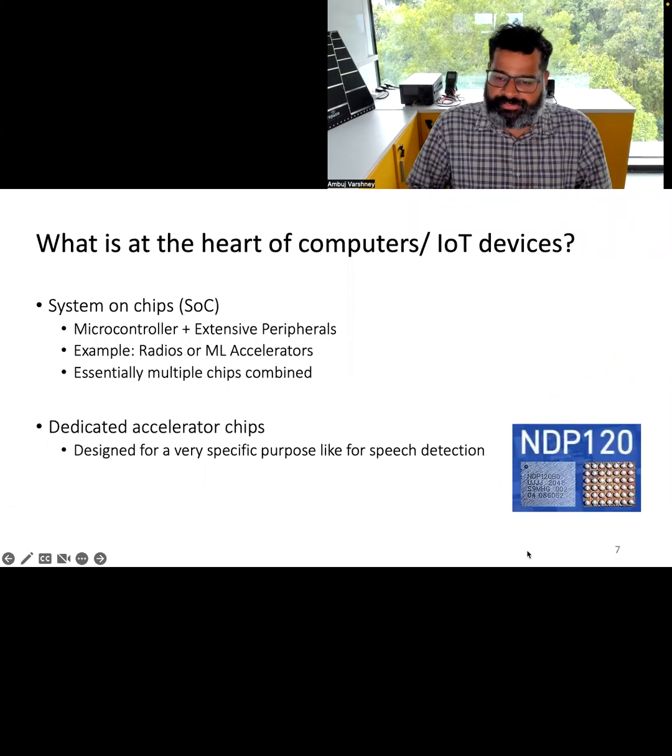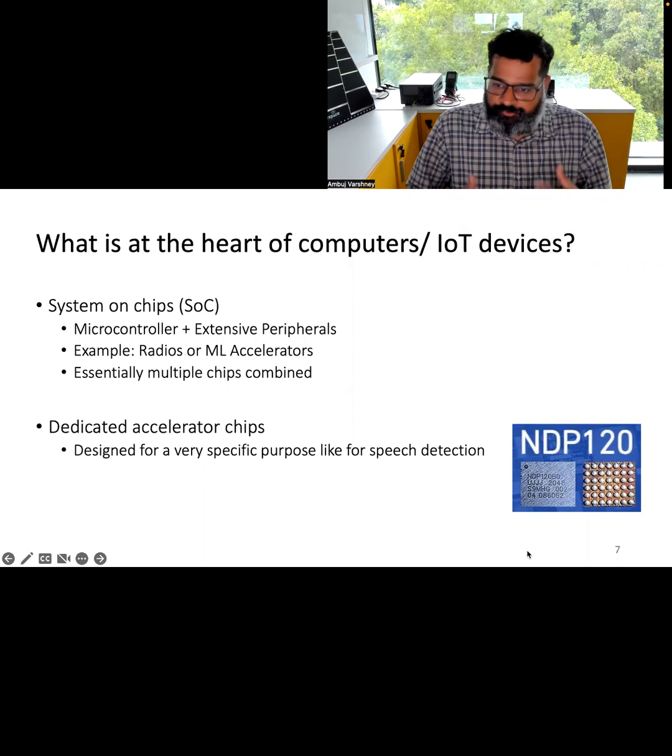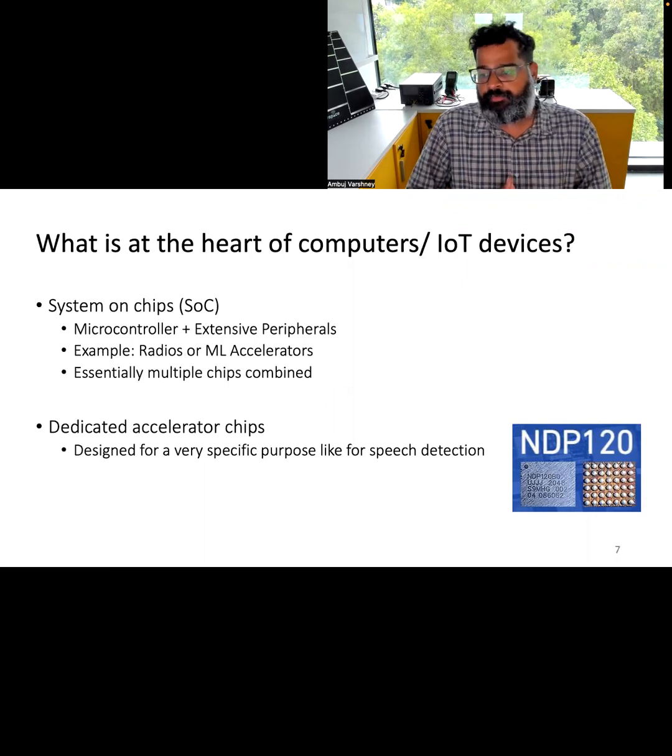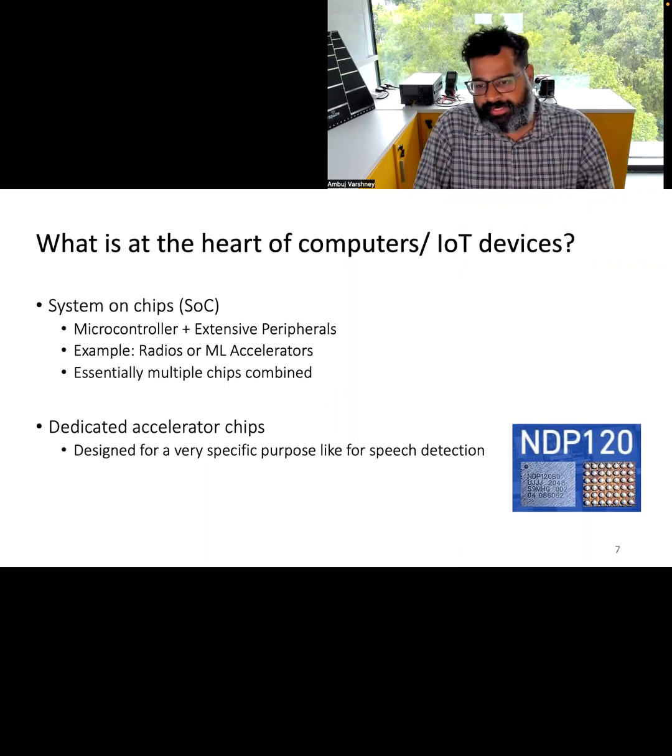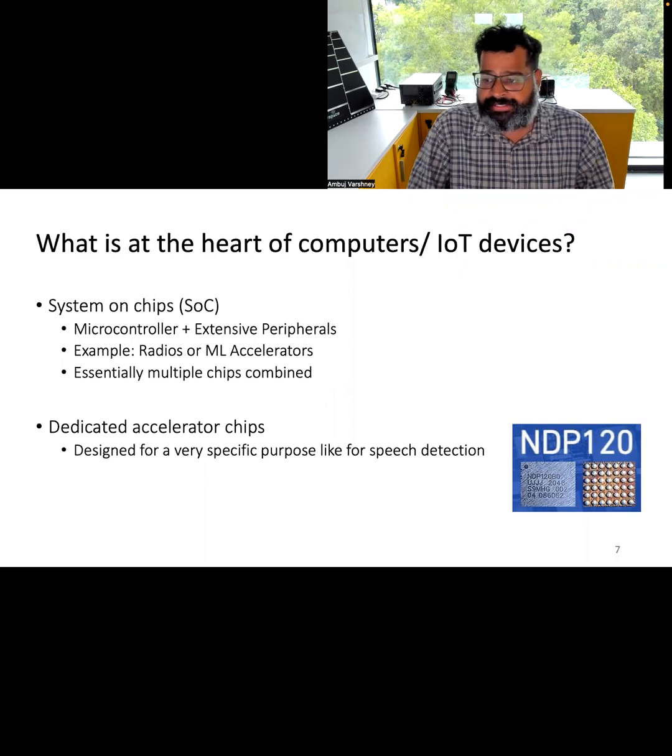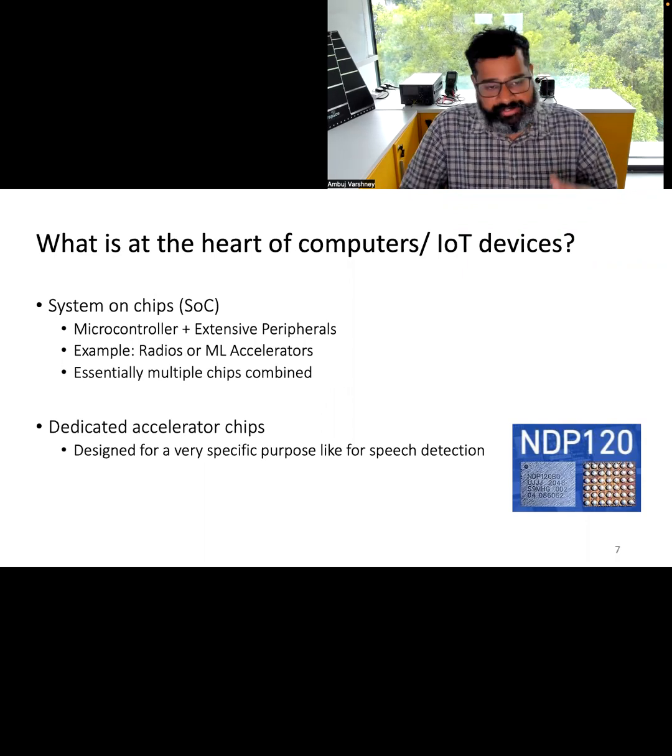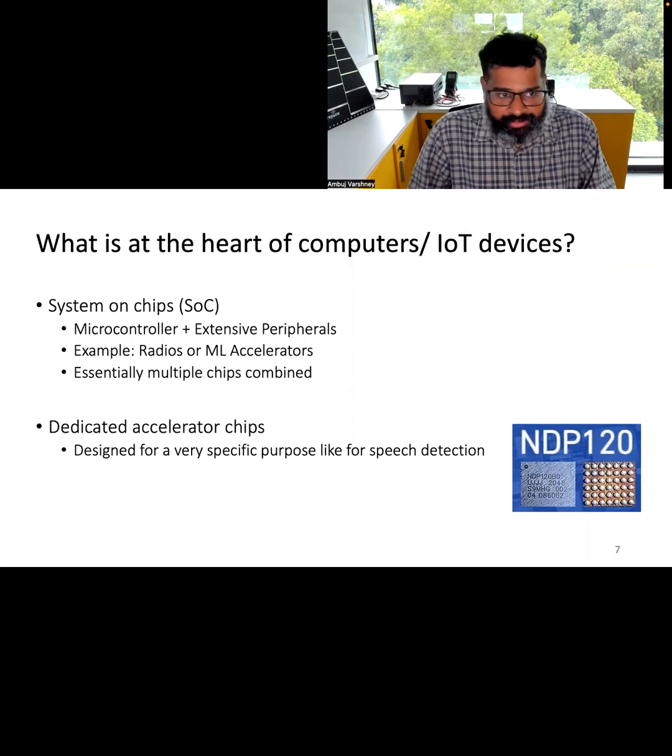So system on chip is another type of evolution of a microcontroller and can be found in most IoT devices and smartphones. A system on chip is a microcontroller with extensive additional peripheral capabilities and features such as radio transceivers, machine learning accelerators, and multiple chips integrated into a single design.